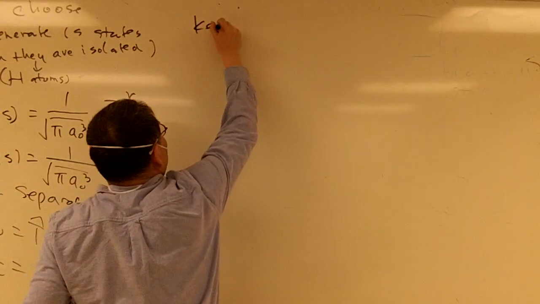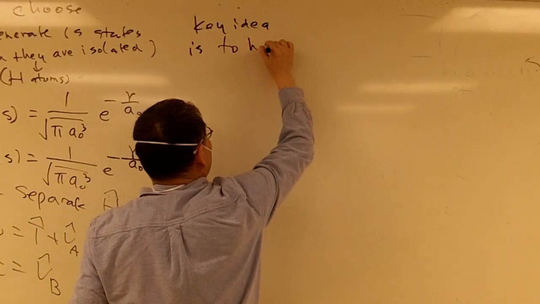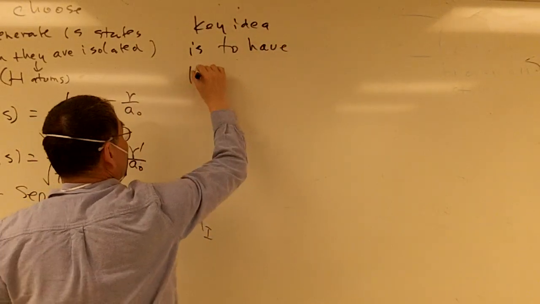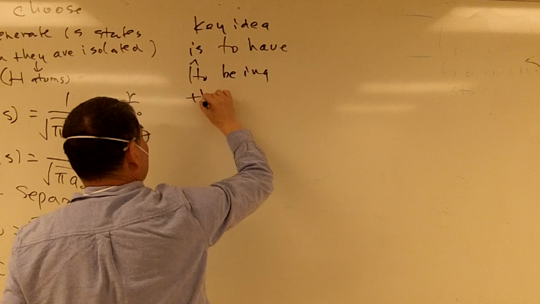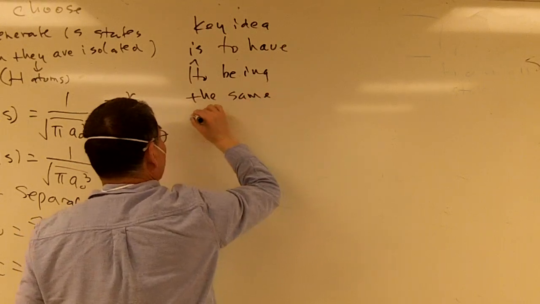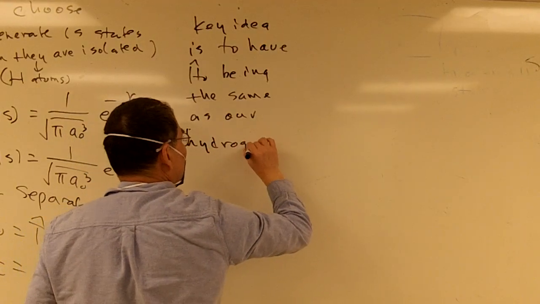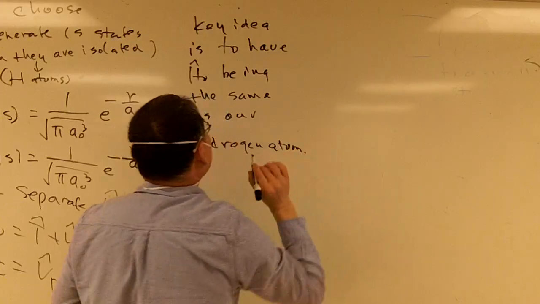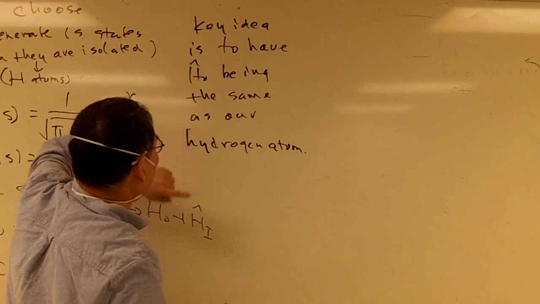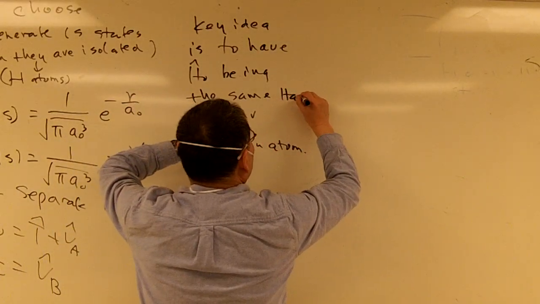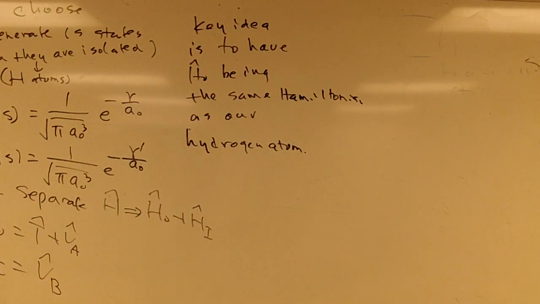So the key idea is to have H naught being the same as our hydrogen atom. The key idea is have H naught being the same Hamiltonian as our hydrogen atom. So this is the key idea.